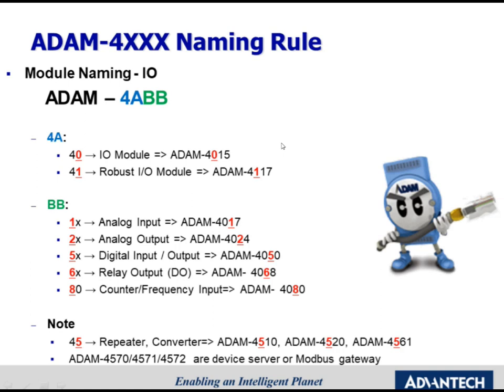This slide shows the naming rule for ADAM, which can help us identify the type of module by its module name. The 40 means I/O module. The 41 means robust I/O module. And 45 means converter or repeater. The third digit stands for the module type. For example, 1 is for analog input, and 5 is for digital input and output, respectively.